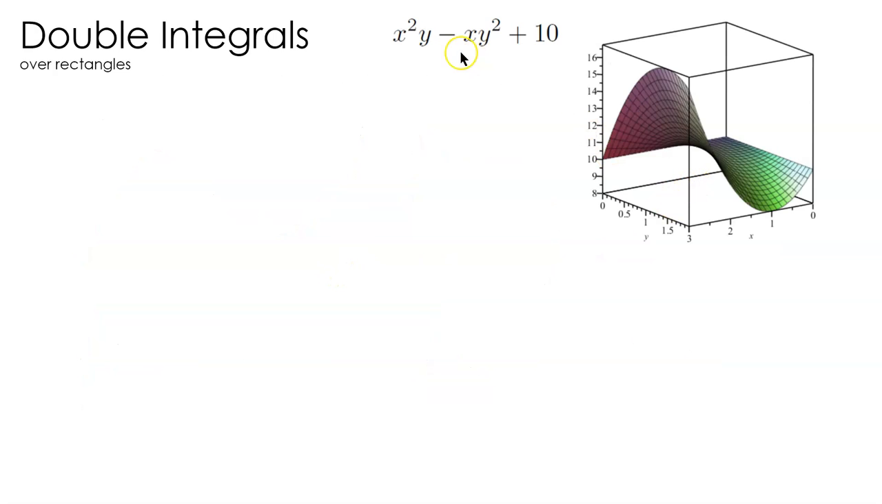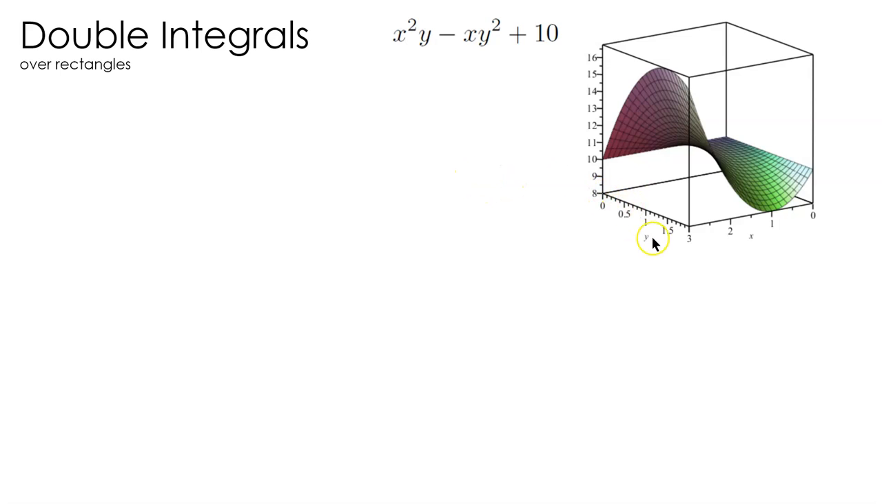So here's my surface. It's x squared y minus x y squared plus 10. I went ahead and added a 10 to make sure this was positive the whole time. Otherwise, it would do the same trick that it did with regular integrals, where it adds what's on top and subtracts what's on bottom. So let's integrate this.